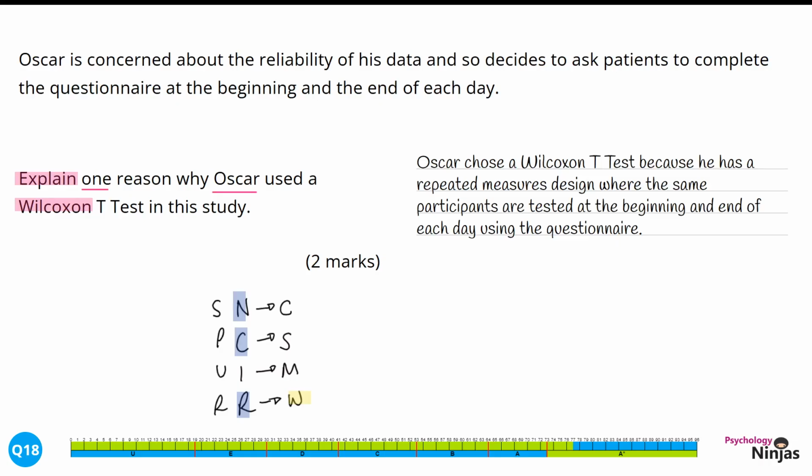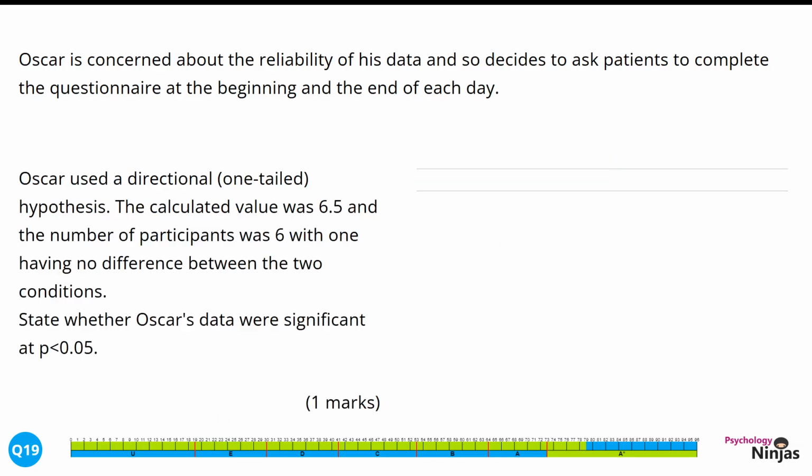Oscar chose a Wilcoxon t-test because he has a repeated measures design, where the same participants are tested at the beginning and end of each day using the questionnaire. Our first mark comes from correctly giving a reason, that Oscar has chosen a Wilcoxon t-test because he has a repeated measures design. In a repeated measures design, we know it's the same participants that are being tested. Here we've linked it into the stem by saying they're tested at the beginning and end of each day.